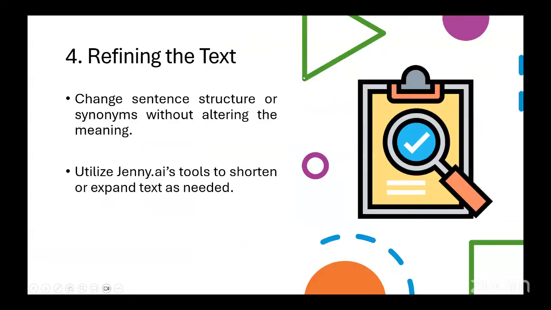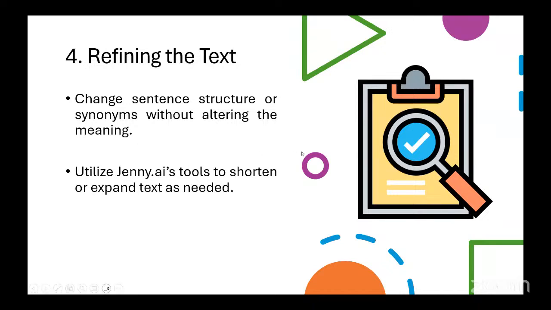Okay, moving on to the next step, which is refining the text. Now you have paraphrased your text. You have done the proofreading. Now comes the refining of the text. You can refine the text by changing sentence structure or using synonyms without altering the meaning. So you can change certain words and use similar words. You can shorten or expand the text. That's another feature of Jenni.ai that you can use.